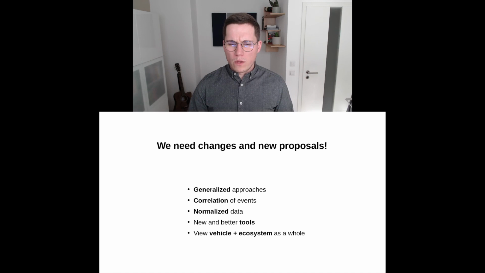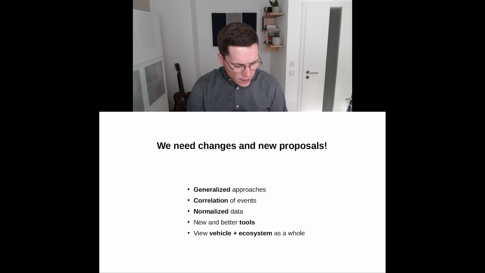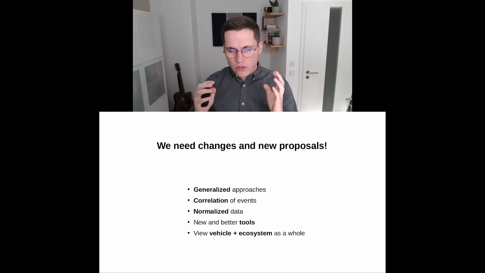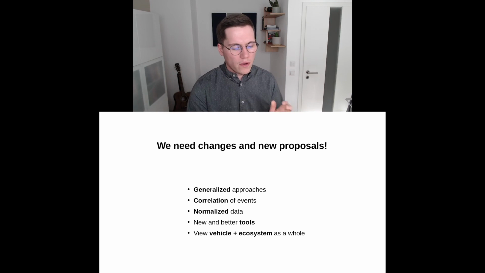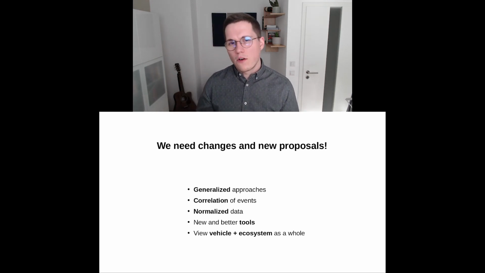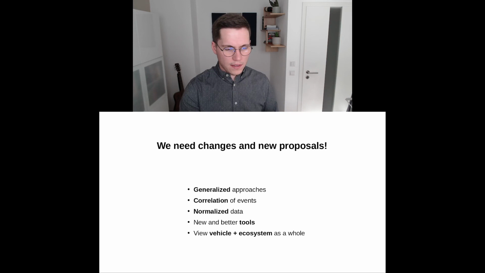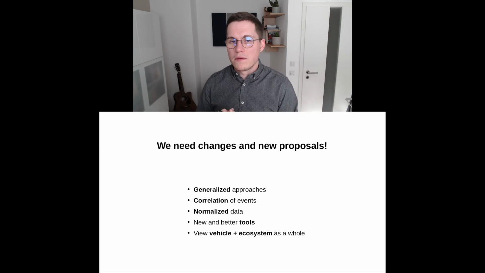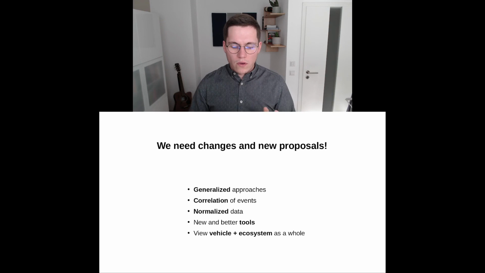And what we really need to change, and where we really need new proposals in automotive forensics, are generalized approaches, because we already saw at the beginning that vehicles are complex. So we need something generalized. The data needs to be normalized, because as we saw, we needed Tesla's backend in order to get the report. We weren't able to interpret it on our own. The data was not normalized. So correlation is even harder, because we just have a weird PDF file.